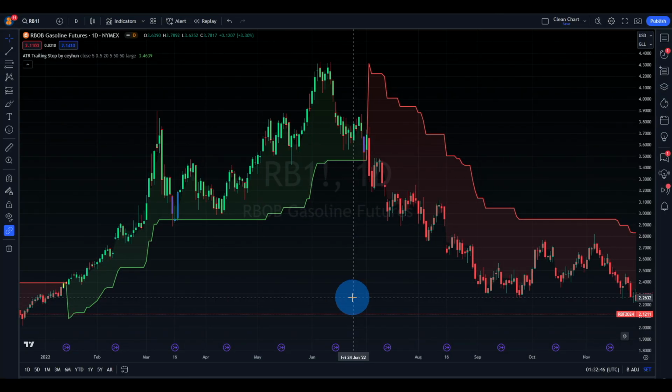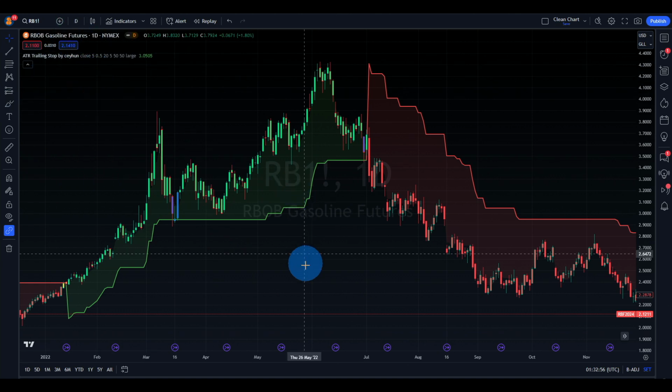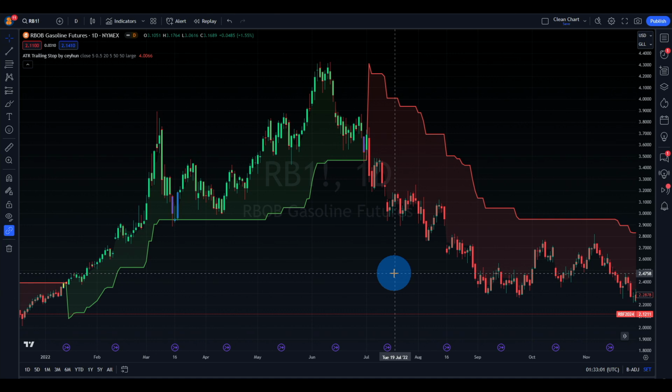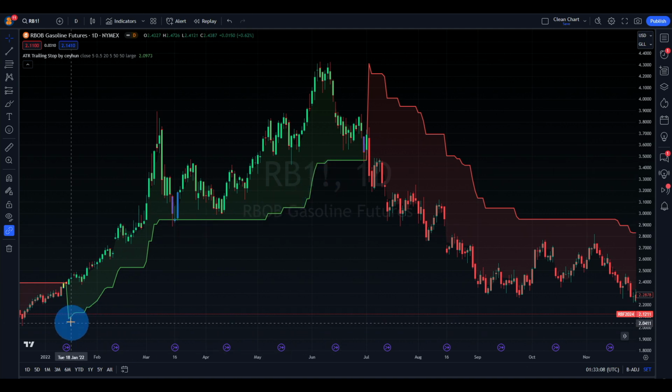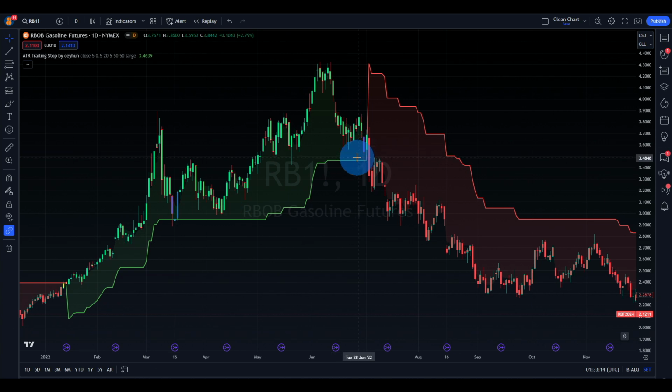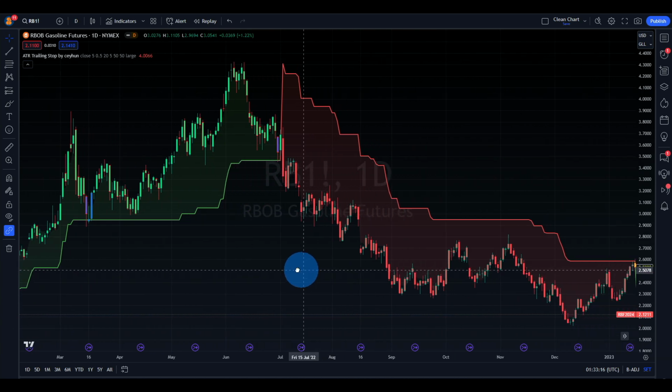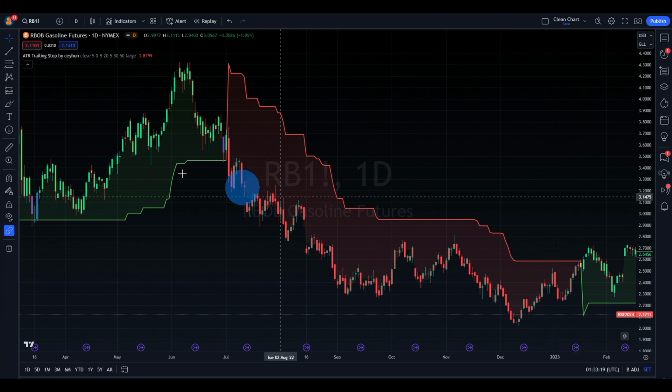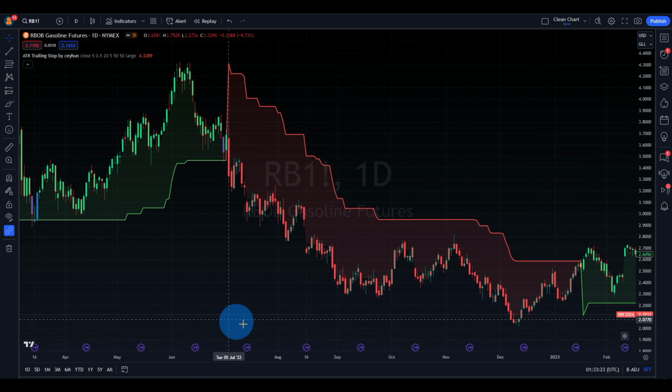Here I have the gasoline futures, and the reason I put this is to illustrate the problem of the trailing ATR. Gasoline futures is a trend following instrument, meaning it trends most of the time. And because it trends most of the time, this ATR trailing stop will work very well. You can see here, if we entered here, you exit here. And if you entered short here, you will exit around here. Because the instrument is trending, it's hard to hit this ATR stop loss.